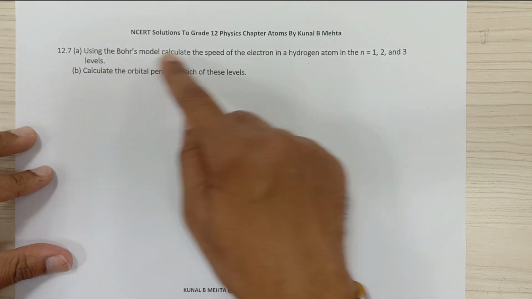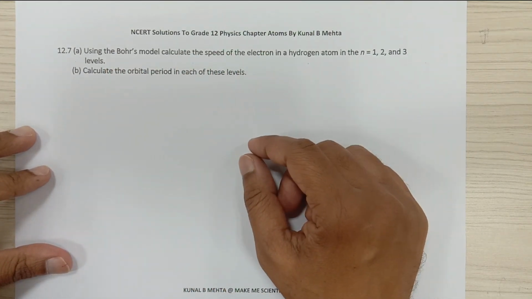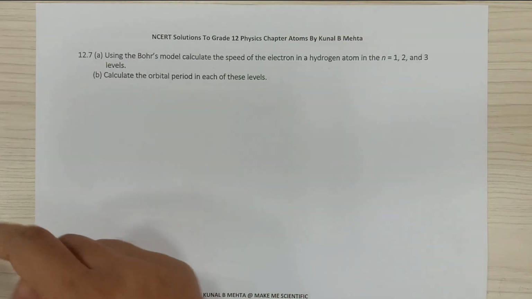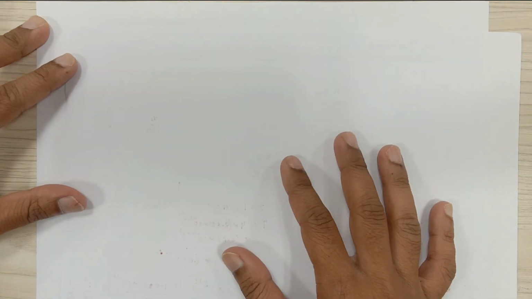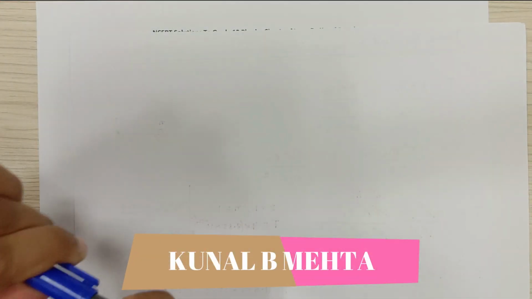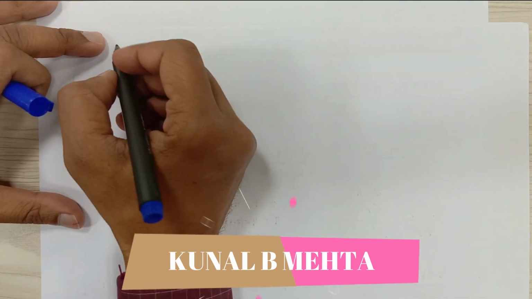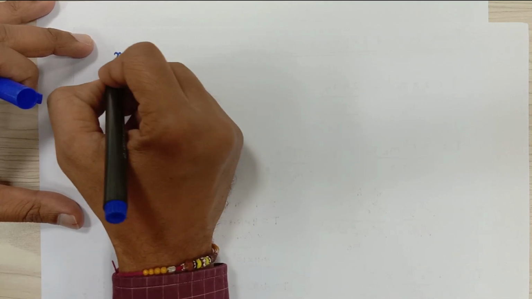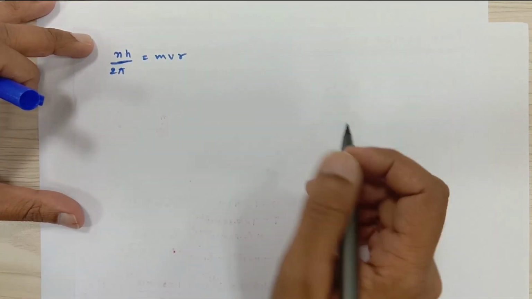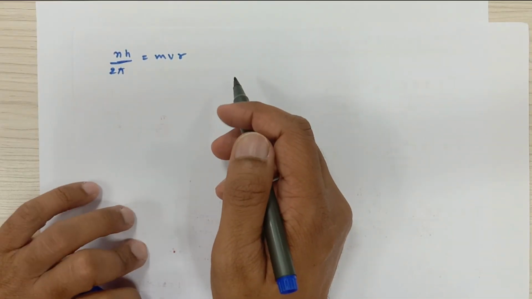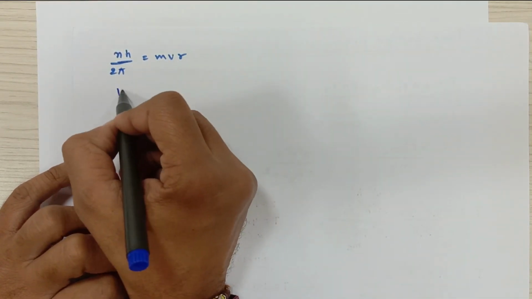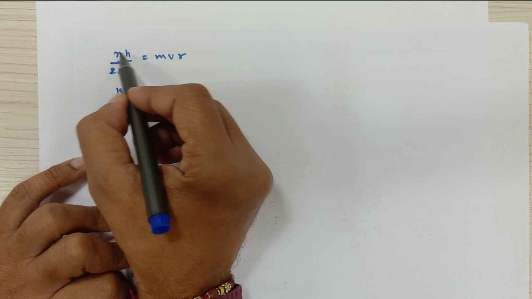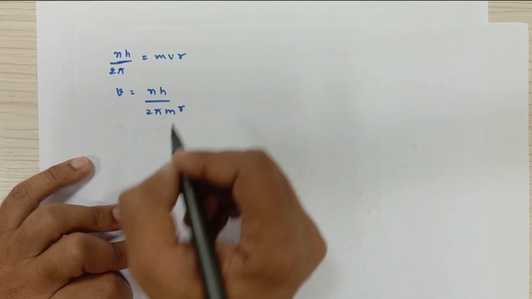As far as the velocity is concerned, I'll derive it over here. It is not going to take much time. So let's start with the velocity expression first. We know that the first Bohr's postulate is mvr equal to nh upon 2 pi, and from here velocity can be written as nh upon 2 pi, and m and r are going to go in the denominator.